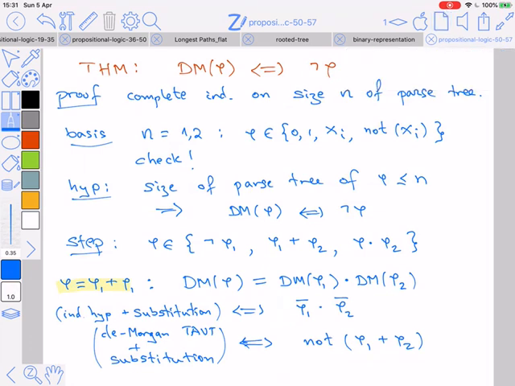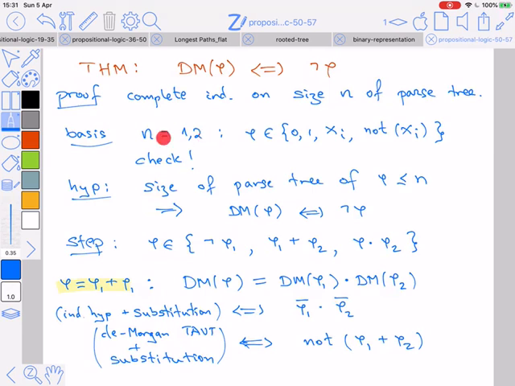Okay, so we want to prove that the De Morgan dual of phi is logically equivalent to the negation of phi. The proof is by complete induction on the size of the parse tree of the formula phi. Let us denote the size of the parse tree, which is the number of nodes in the parse tree of phi, by n. The induction basis for n equals 1 or 2 is proved as follows.